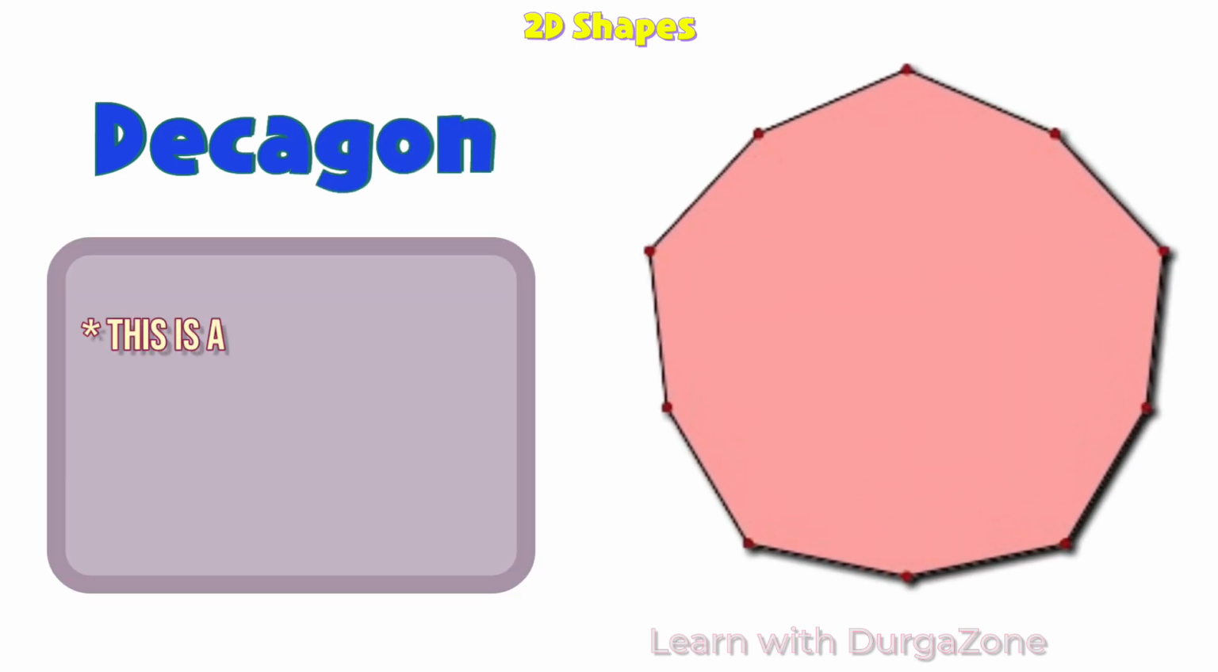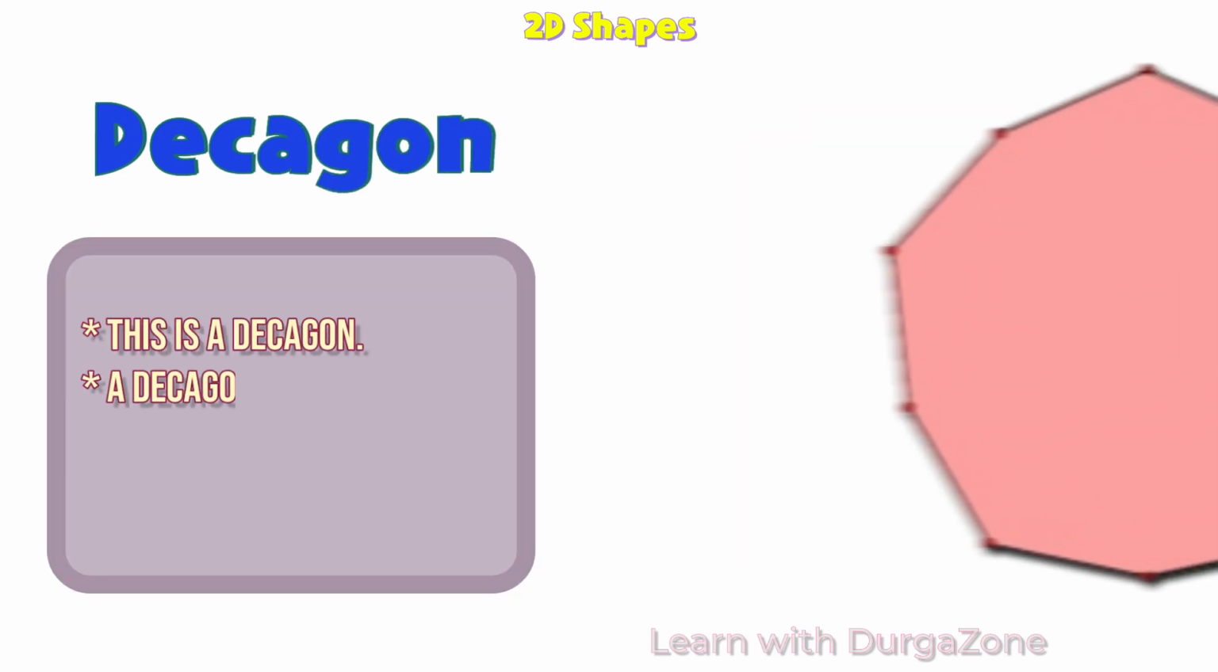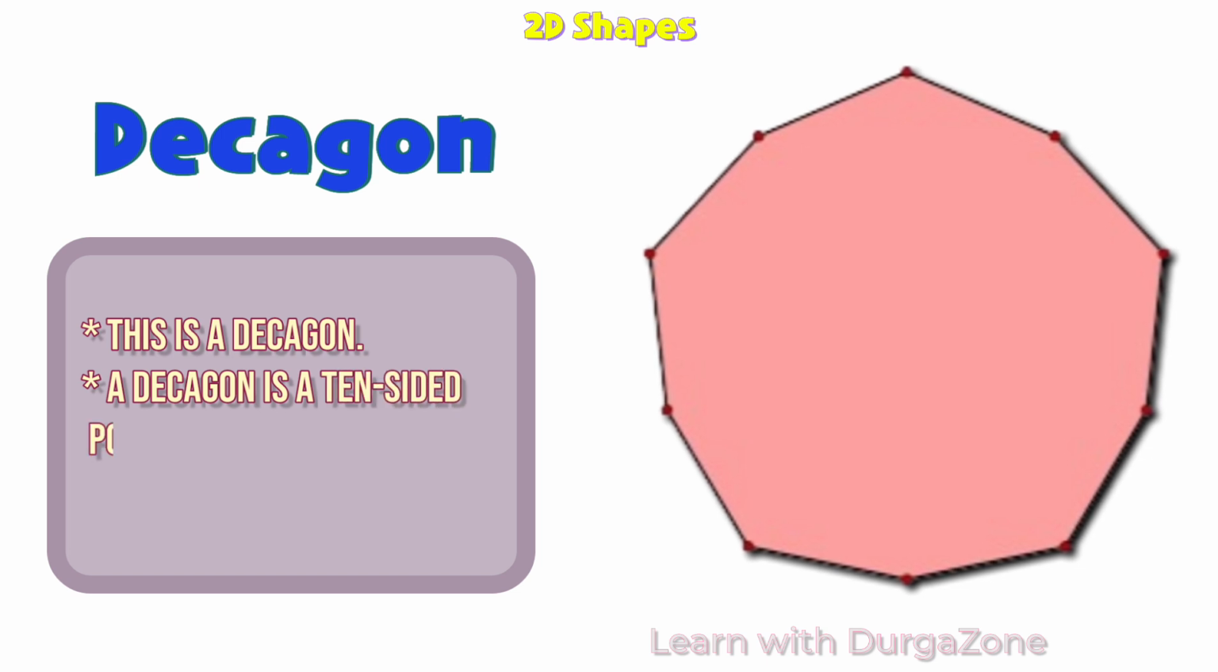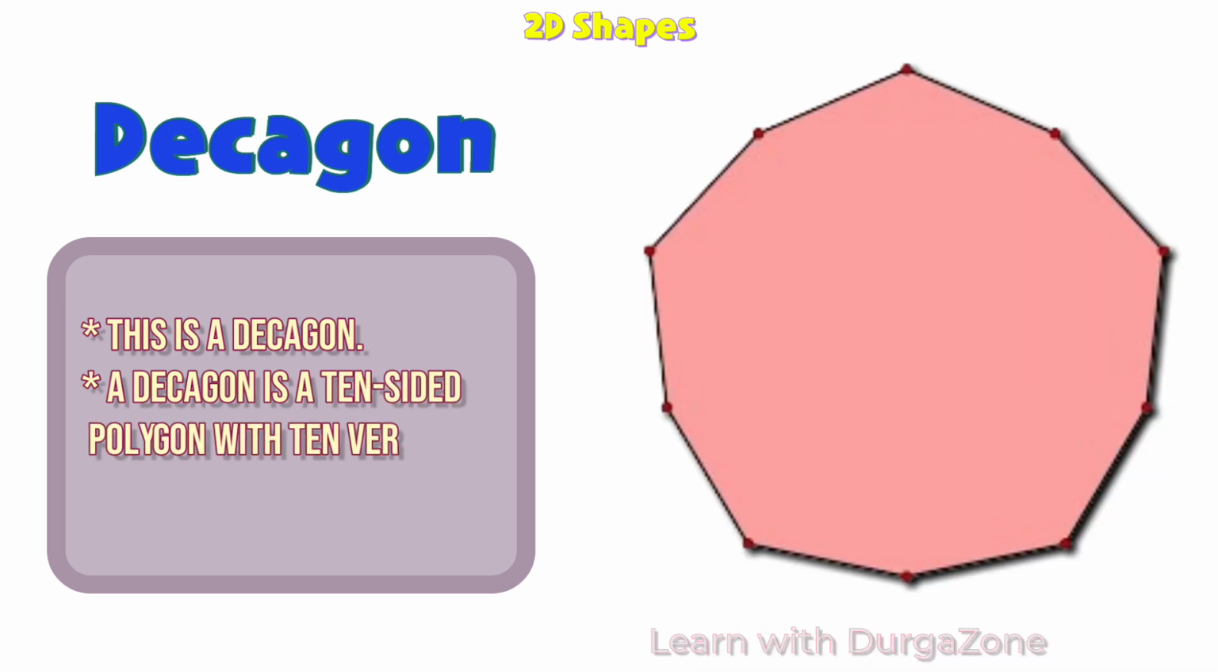Decagon. This is a decagon. A decagon is a 10 sides polygon with 10 vertices and 10 angles.